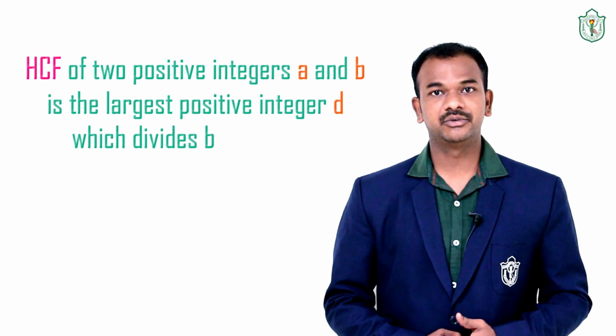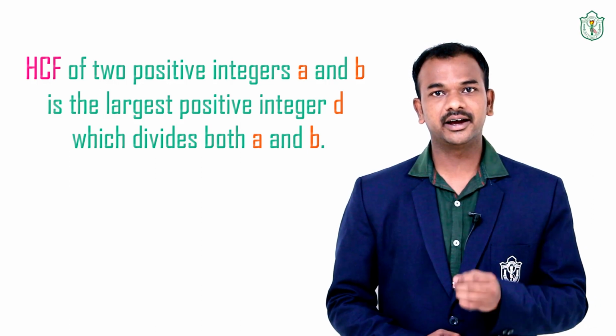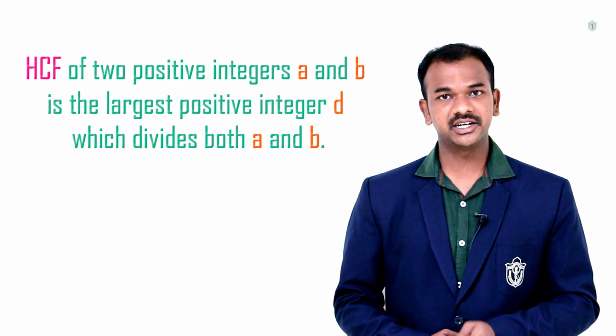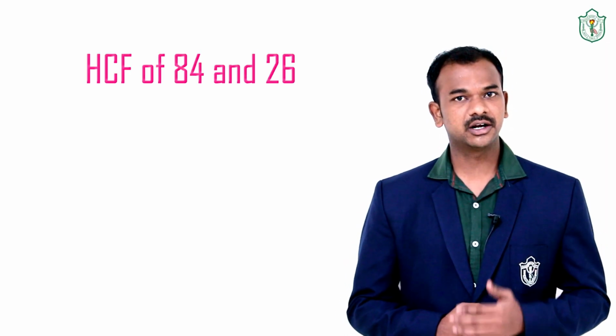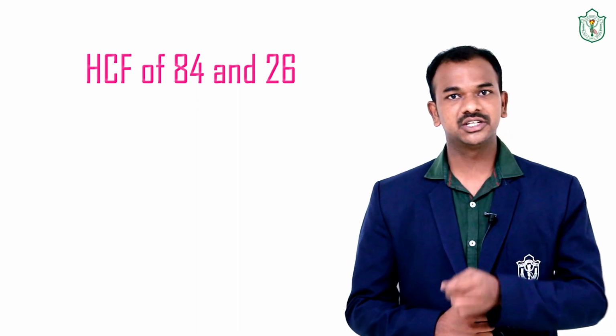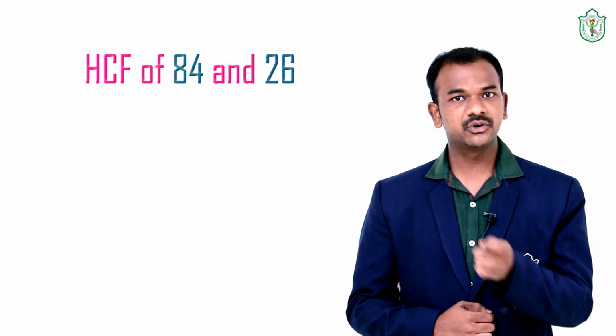We already know that the highest common factor, which is the HCF of any two positive integers a and b, is the largest positive integer d which divides both a and b. Now let's see how this algorithm works. Suppose we need to find the HCF of 84 and 26. We start by taking the larger of the two numbers, which is 84.